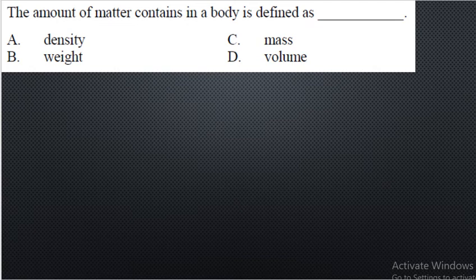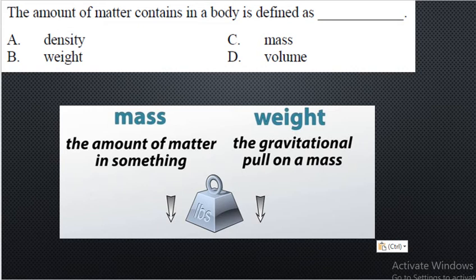When you go to the next question, it says the amount of matter contained in a body is defined as. This time the question by itself is a direct definition. Amount of matter in a body, it is mass. If you remember, there is a big difference between mass and weight, but normally what is the definition of mass? As you see here, mass is the amount of matter in something, in a body, you can say. This is the definition of mass.